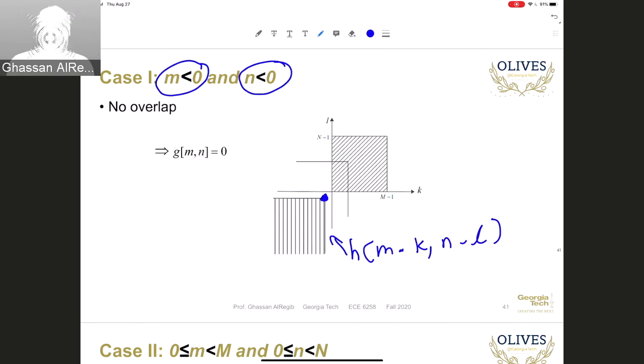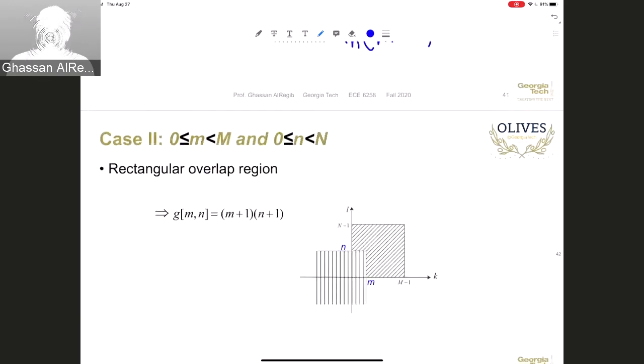Right? So now if this variable here is m and n. If m and n are negative, there is no overlap between the two. Sorry about this line, it should not be there. So there is no overlap between this f and this shifted, or mirrored, h. So basically the output g of m and n is equal to zero when m and n are both negative. As we keep shifting m and n, let's look at the next case.